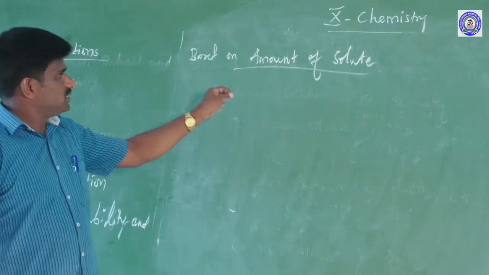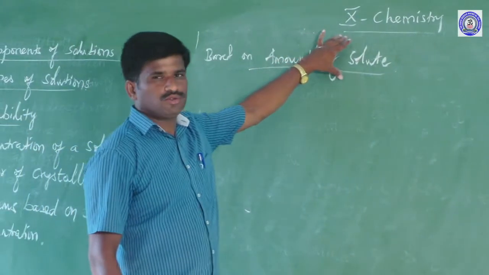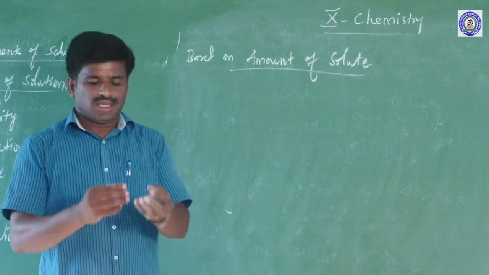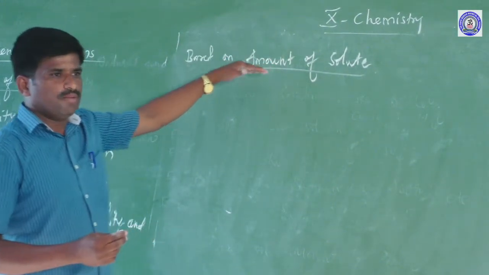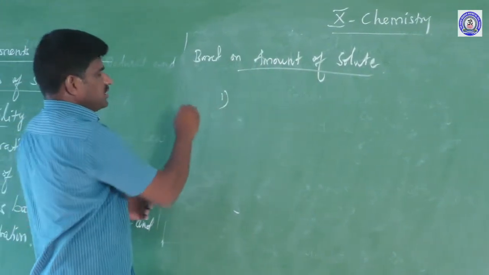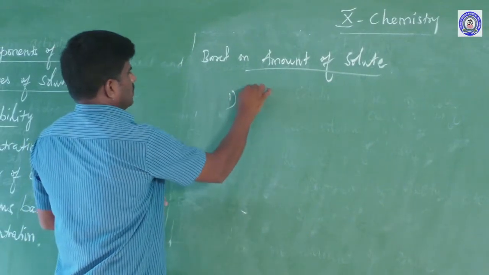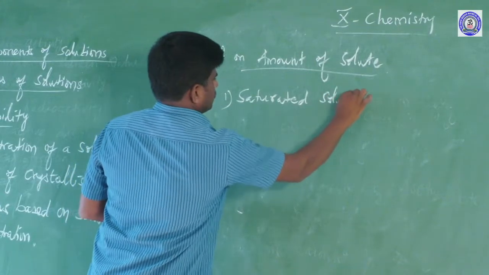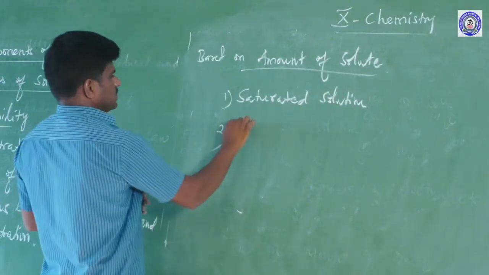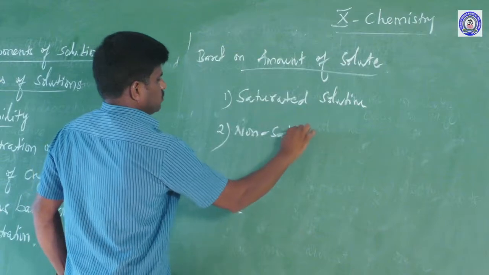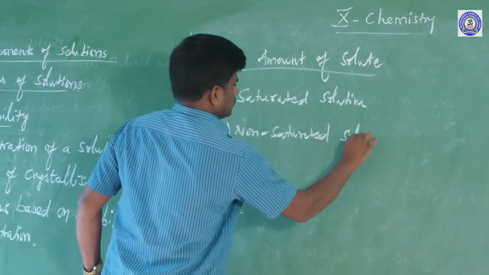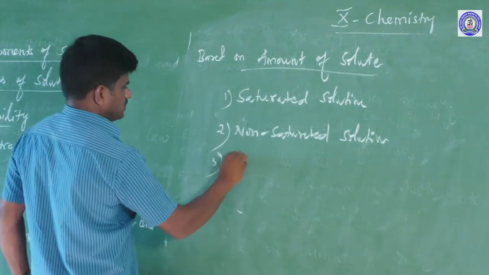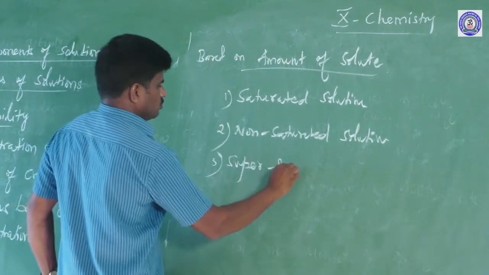The next classification is based on the amount of solute, that is, how much solute is added to make a solution. Based on the amount of solute, the solutions are of three types. One is called saturated solution. The second type is called unsaturated solution. The third type, the final classification by amount of solute, is supersaturated solution.